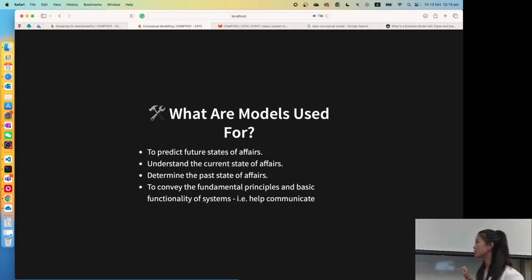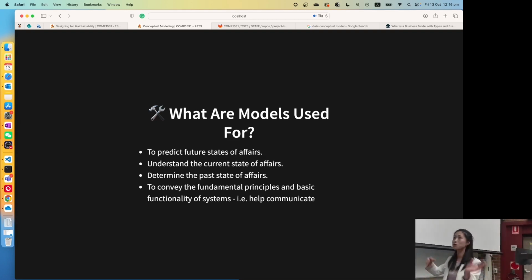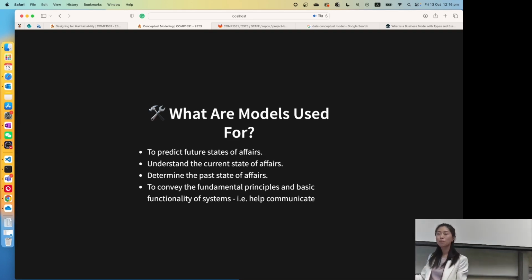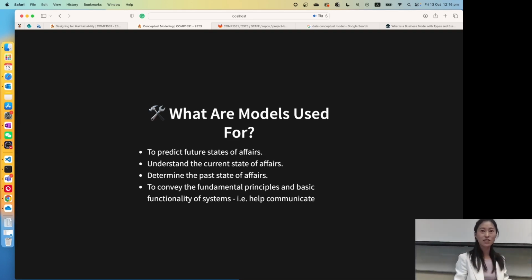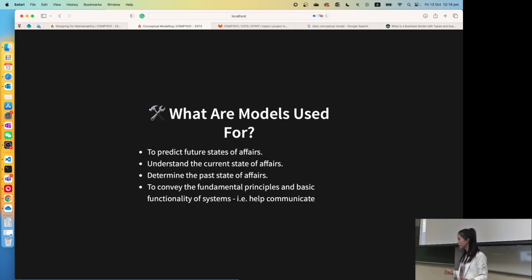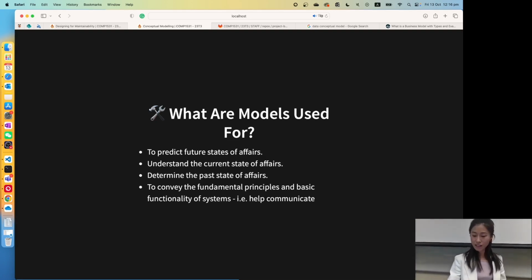And then with conceptual modeling, you may know that when we click on that button, we move on to the next slide. So before we click on that button, before we trigger that event, we know from the conceptual modeling that if we click on that, the next slide will be shown to us. And we can also understand the current state of affairs with the models. And we can also determine the past state of affairs.